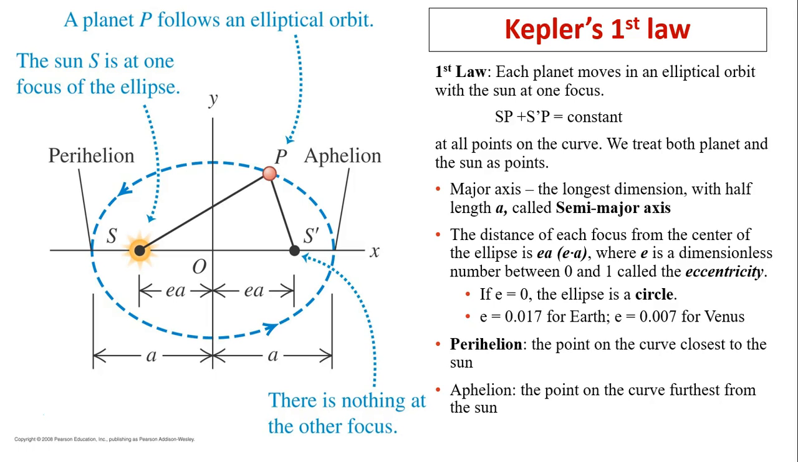First is the major axis. The major axis is the longest dimension, with half length of a. So it's the longest dimension from one side to the other side. The half length a is called the semi-major axis. So we use this a in our calculations.